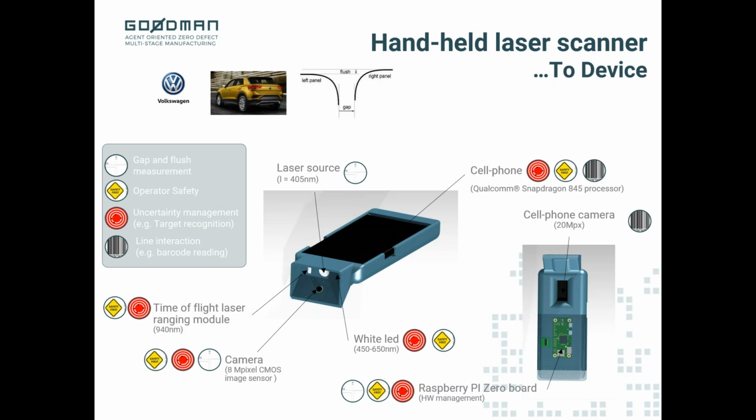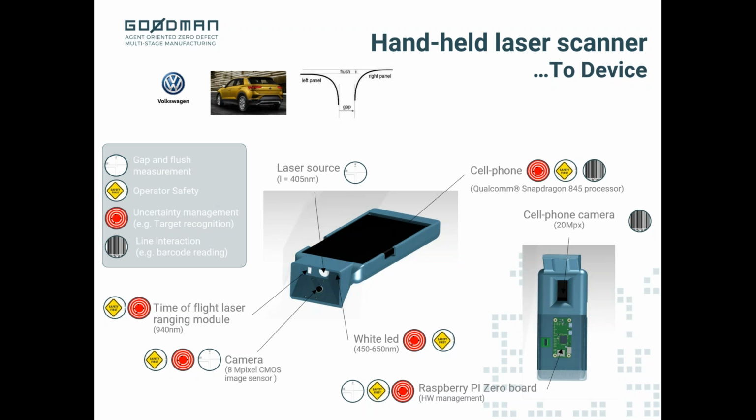We are embedding white LEDs on this cover in order to make it possible to recognize the area where the operator is measuring and where the operator is pointing the device. Of course, we have the camera because we have developed that optical triangulation system. And there is also a time-of-flight laser ranging module working in the 940 nanometers range in order to detect the target to device distance. Everything is managed by a Raspberry Pi Zero board, which manages all the sensors that have been embedded within the cell phone.